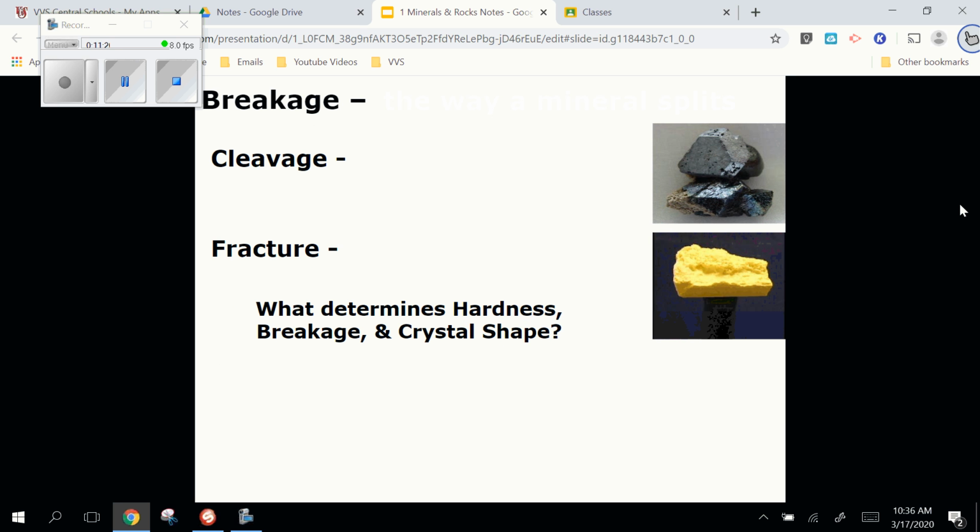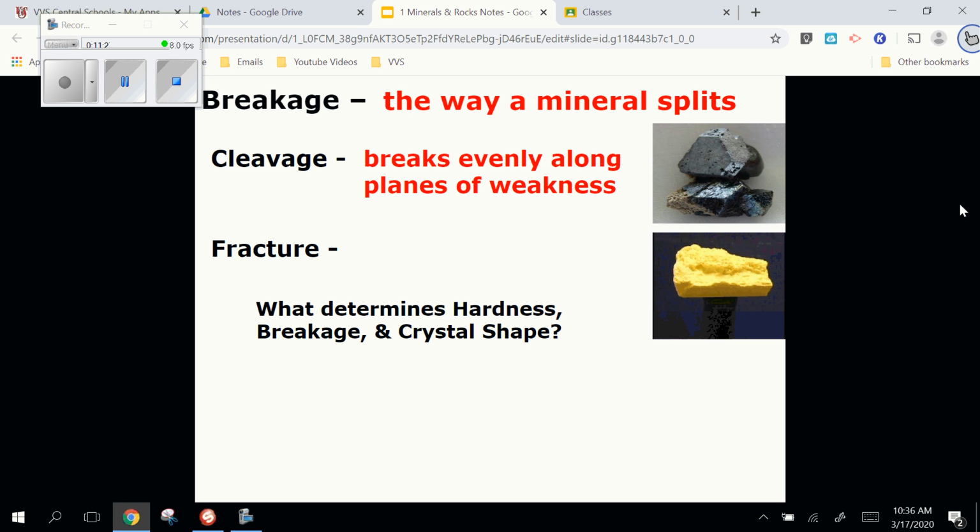All right, breakage. Okay, how does the mineral split when you hit it, like with a hammer? All right. If you can find any, even small, nice flat planes, nice flat surfaces, we say the mineral exhibits cleavage. If when we hit it, it's either wavy or bumpy or uneven or jagged in any way, we say it has fracture. We have to be able to find a nice flat surface, even if it's small, in order to say it has cleavage.